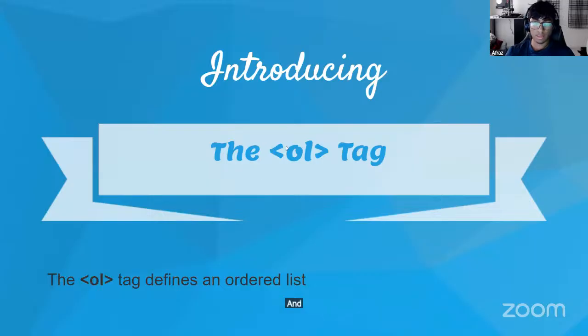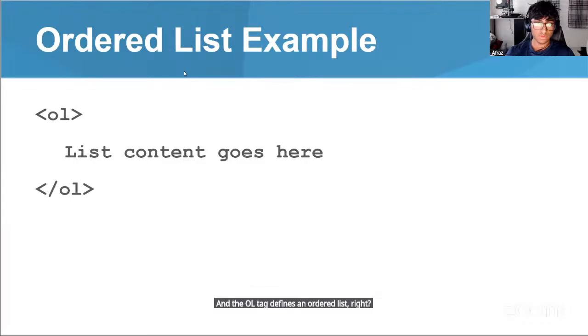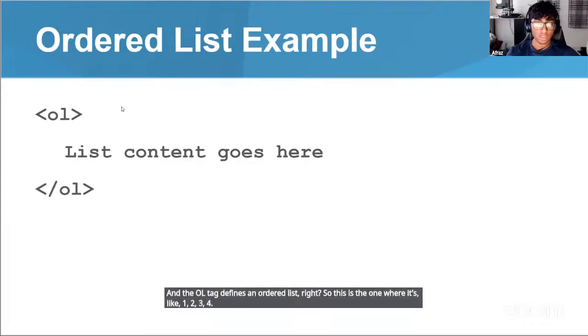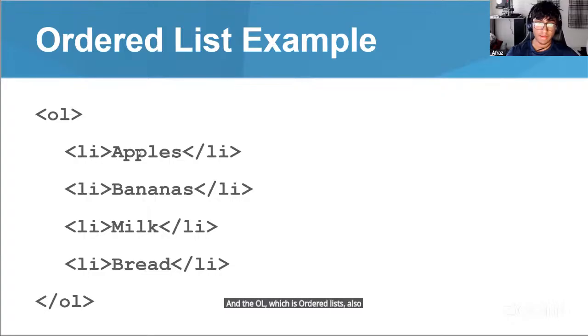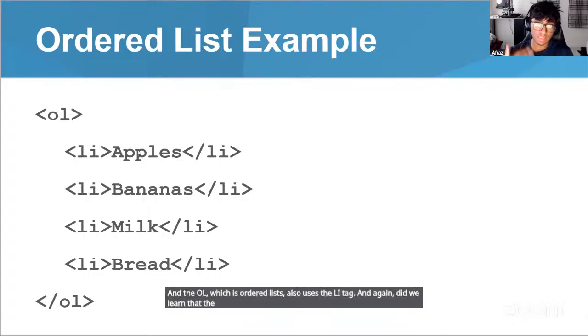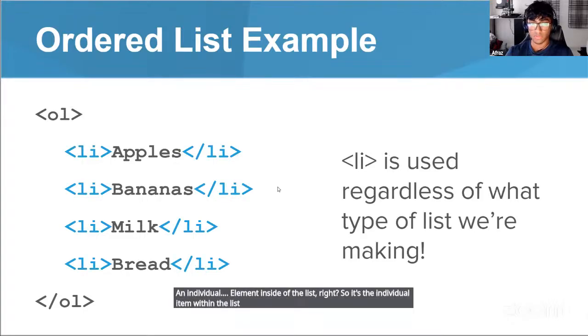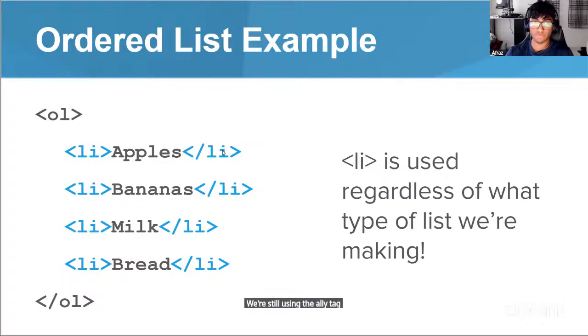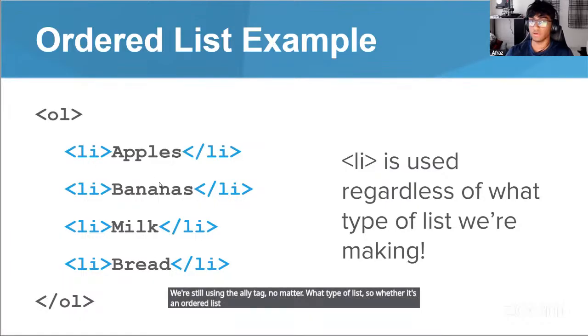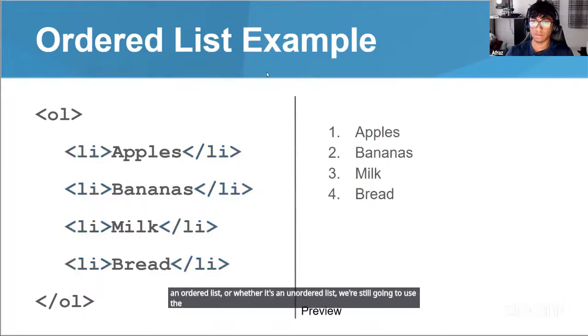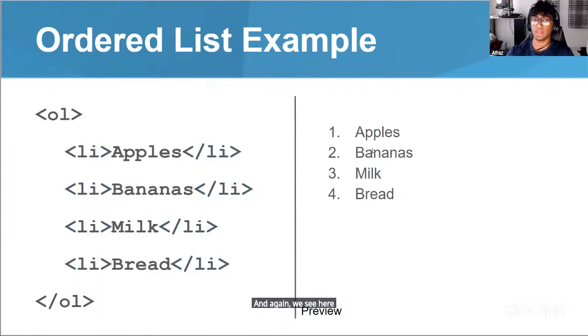And we're also going to take a look at the ol tag. And the ol tag defines an ordered list, right? So this is the one where it's like 1, 2, 3, 4. And the ol, which is ordered list, also uses the li tag. And again, what did we learn that the li tag was? The li tag is an individual element inside of the list, right? So it's the individual item within the list. So we're still using the li tag no matter what type of list. So whether it's an ordered list or an unordered list, we're still going to use the li tag. And again, we see here apples, bananas, milk, bread. So it is in order, right?